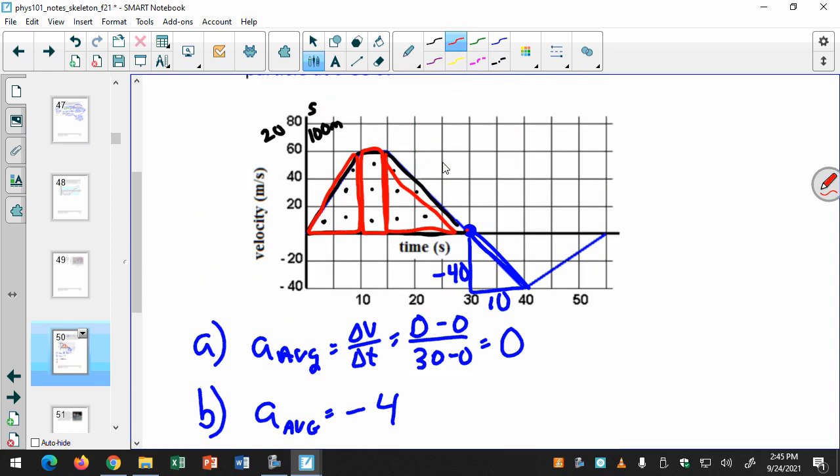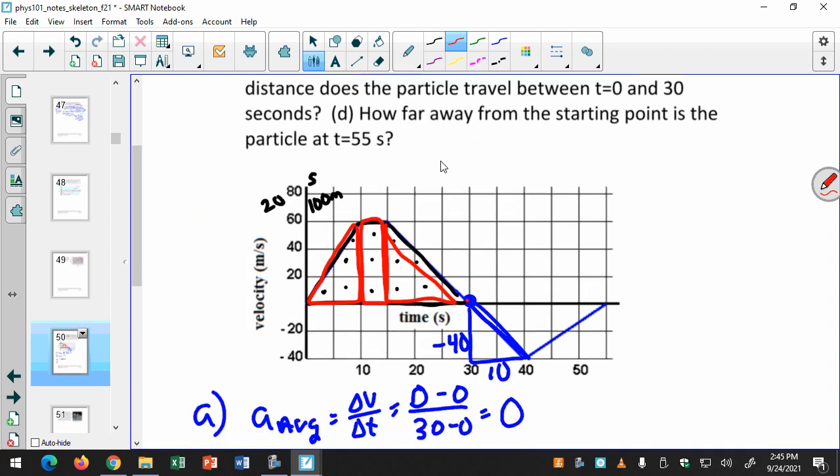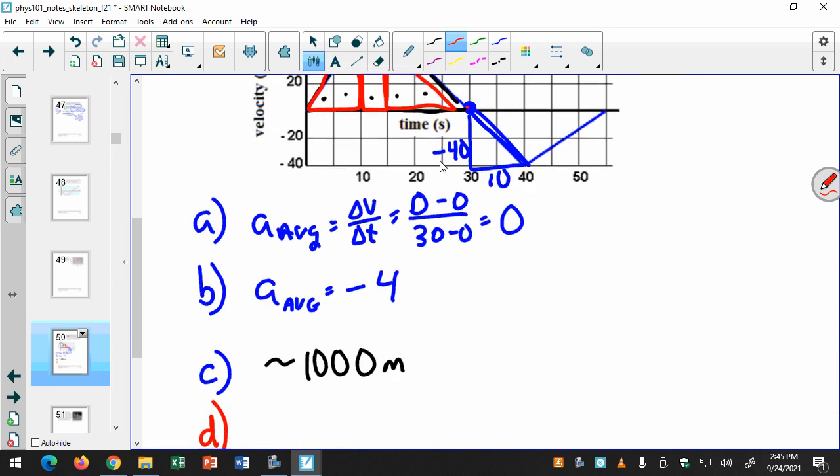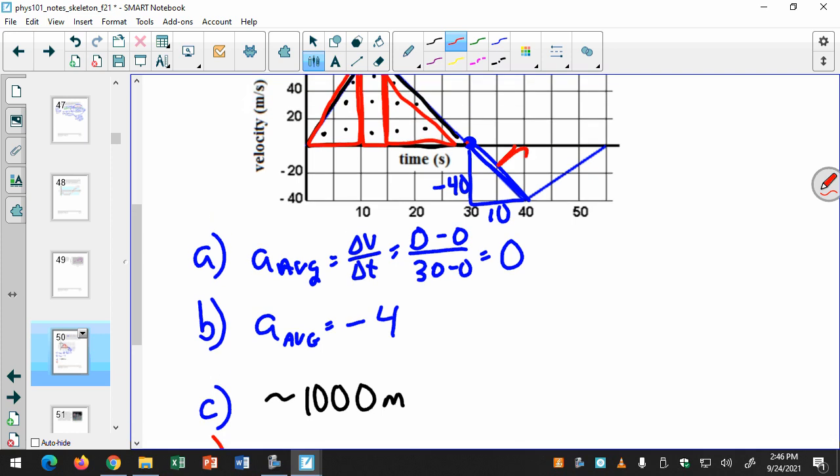And then D is how far away from the starting point. I don't want to talk about that. We're not going to talk about that. What you do is you take that 1050 and then you subtract this because it's below the origin. But I'm not going to ask you to do that on the exam. We didn't talk about that in the class. Okay? You will. No, you won't. Never mind. Not on these.